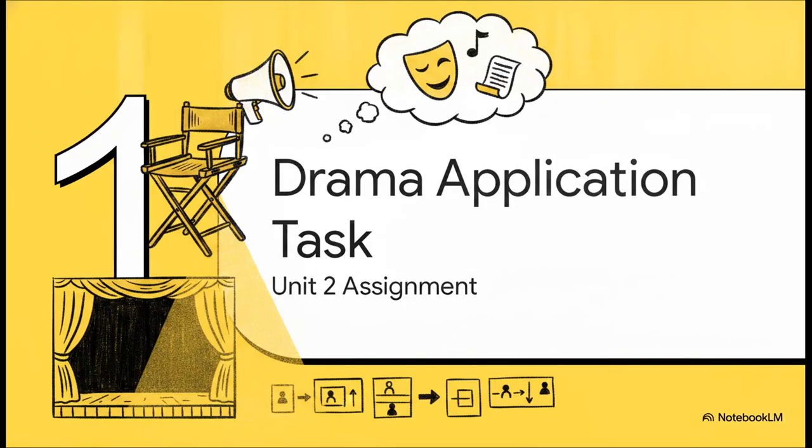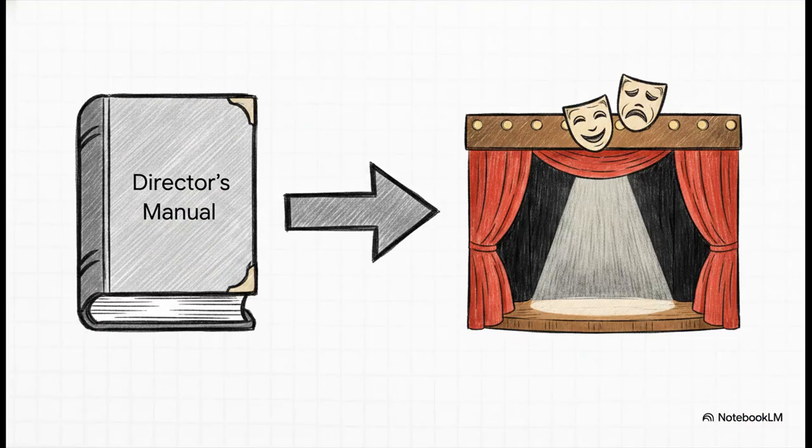The drama application task. So, for your upcoming Unit 2 assignment, you aren't just reading a play like a regular book. I'm challenging you to step fully into the director's chair. You're taking creative control here. As a director, your main gig is translating a script's structural elements into a meaningful performance. But how do you know you're doing it right?